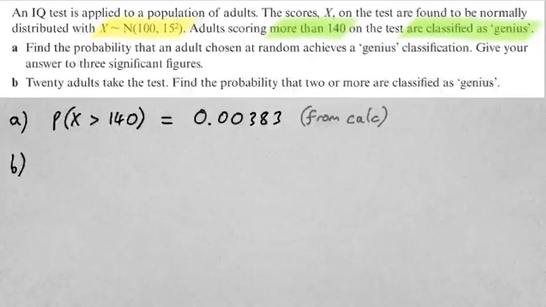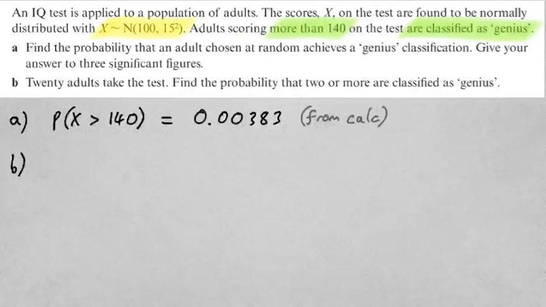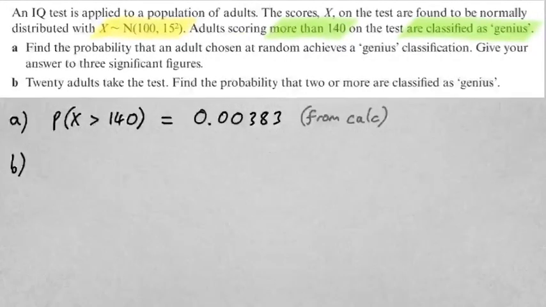We've got 20 adults taking the test. Each of these adults is chosen at random from the population, and we know that for each of those adults, the probability that they have this particular characteristic, in this case being a genius, is a constant. It's 0.00383 for each of those adults. Now we're making all the relevant assumptions here, which has to include that all these adults are independent in a statistical sense, and we can then spot that this is a binomial distribution.